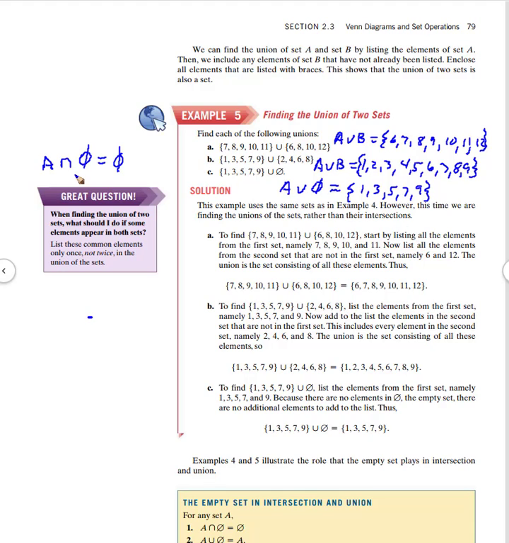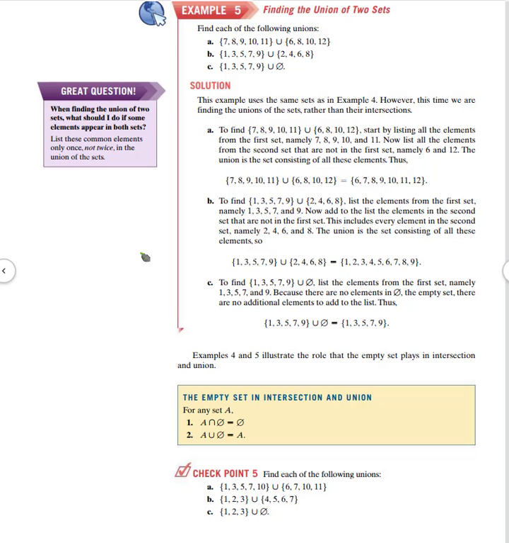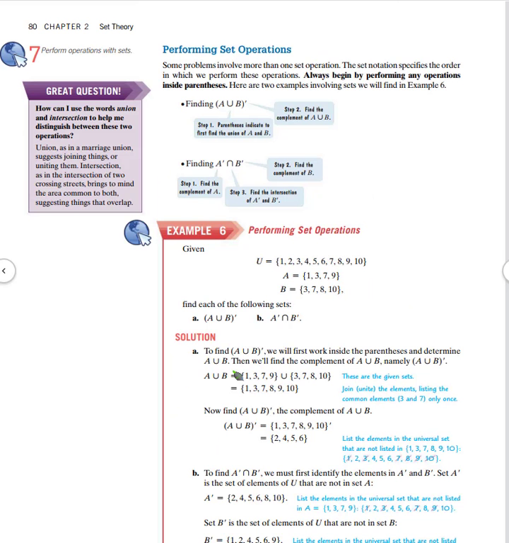Contrast that with what we found a minute ago. A intersection null equals null. Notice these are kind of the opposites of each other. And it's so important that you realize what I just said. Make sure that you're seeing this down here. It says, again, A intersection null is null. A union null is A. Make sure you understand why. This great question is a good way to remember the difference between a union and an intersection.